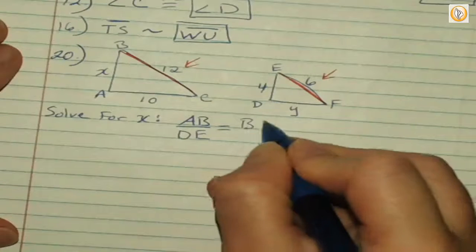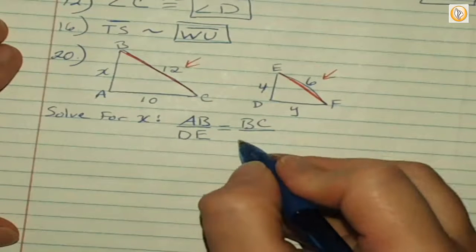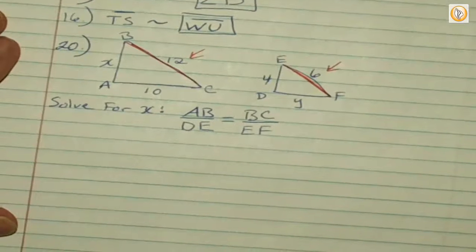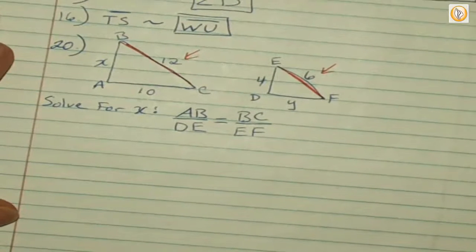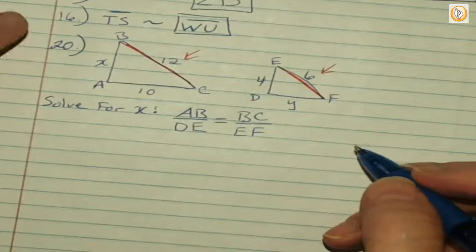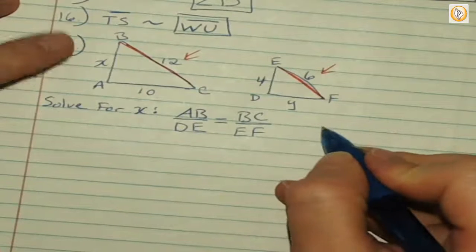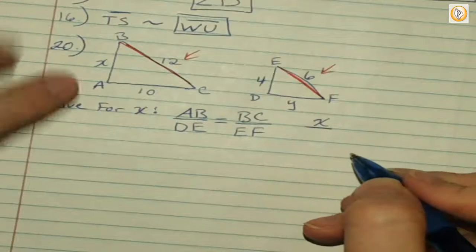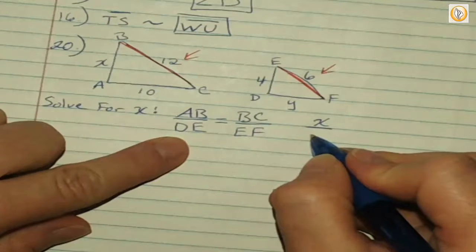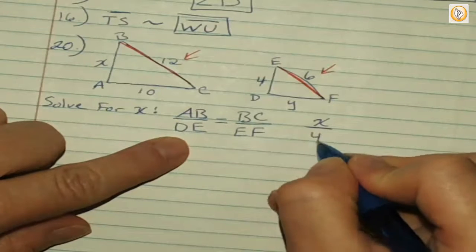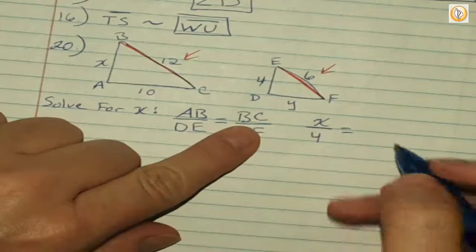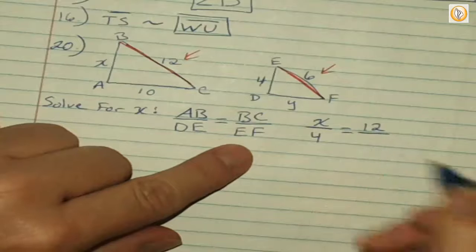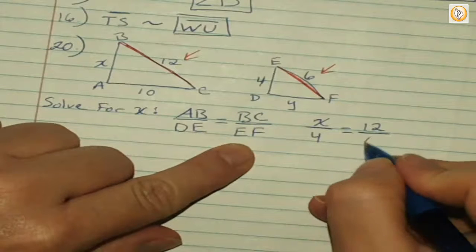B. C. Very good. What goes on the bottom, Gabby? E. All right. So now we have our sides in the correct proportional. So, Cecilia, what is AB? What measurement is it? X. What measurement is DE? Cecilia. 4. Joanne, what measurement is BC? 12. And Aiden, what's EF? 6.